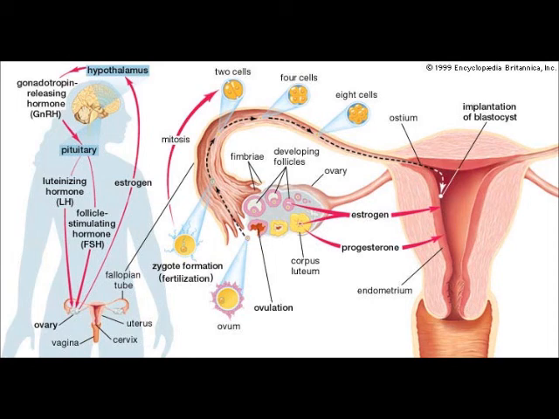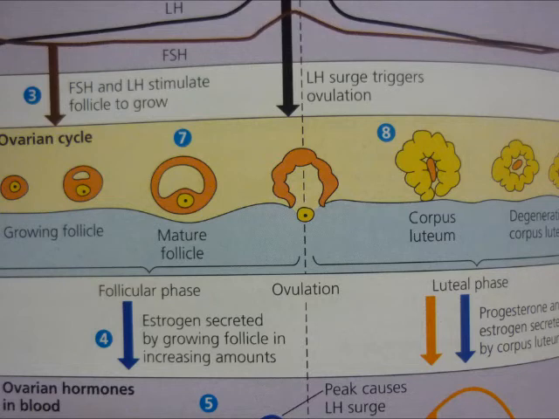After the mature egg is released from the ovary into the fallopian tubes, where the sperm will fertilize the egg, the leftover yellow body called the corpus luteum secretes progesterone. Both estrogen and progesterone prepare the body for conception.